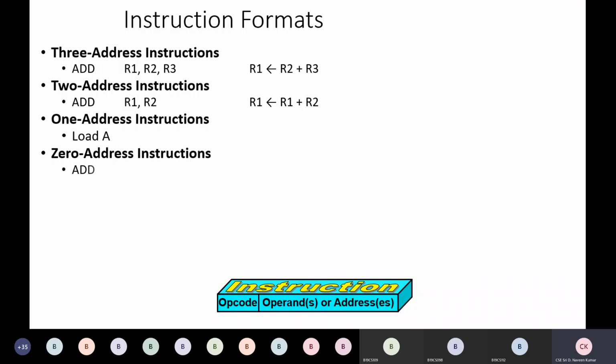in the last class. One address and also zero address we already seen. And an important thing from your exam point of view: the question paper is not yet prepared, but I am telling you the important things. RISC is very important, and these instruction formats are also important.